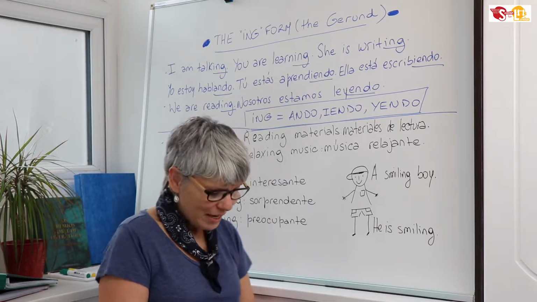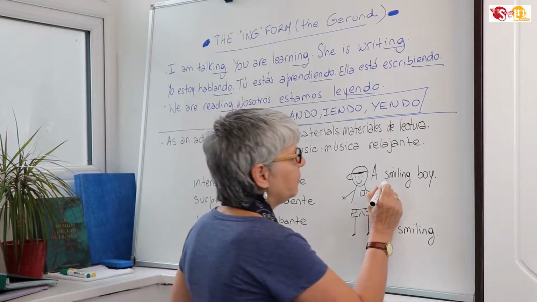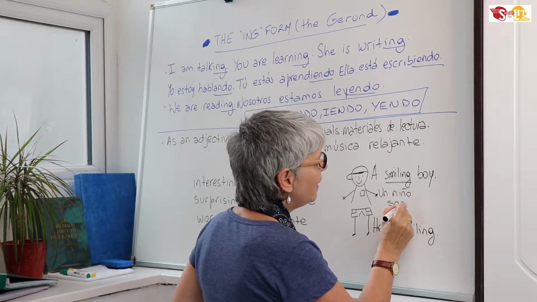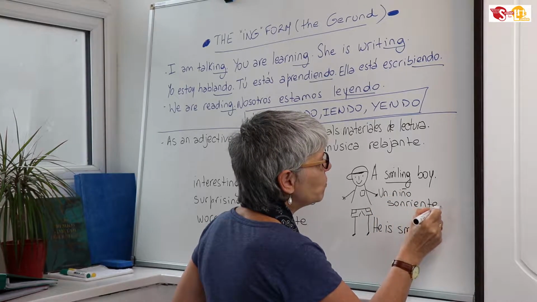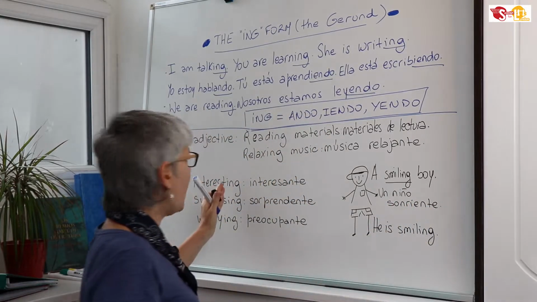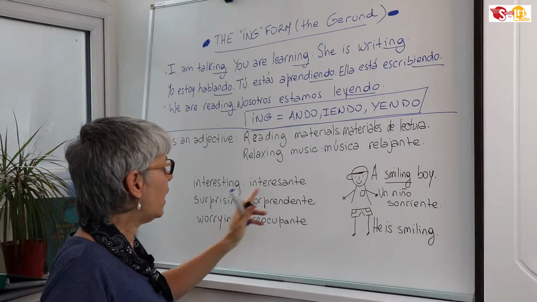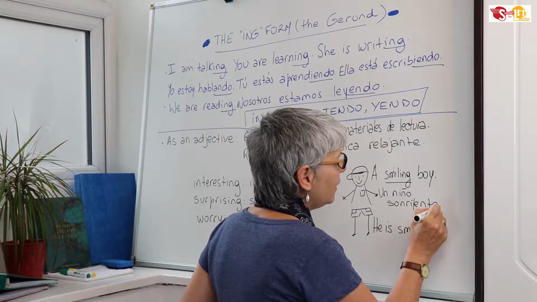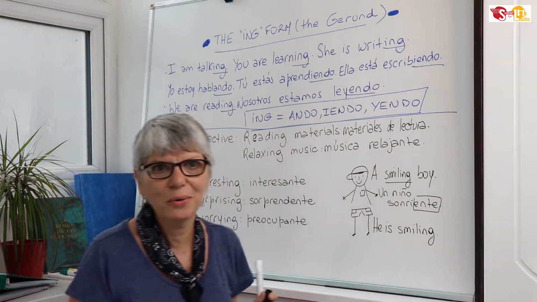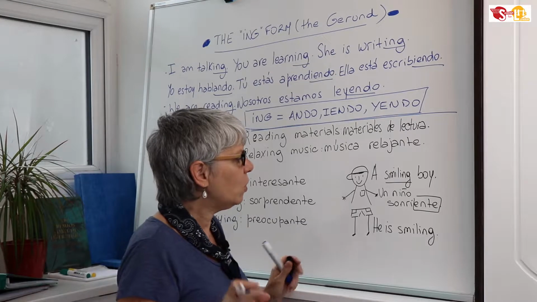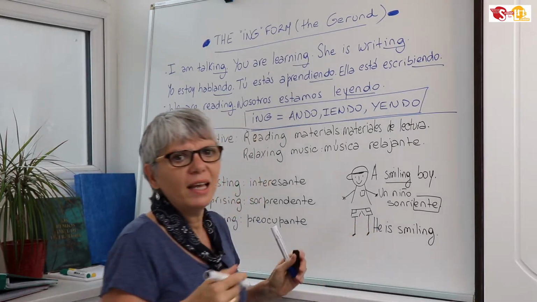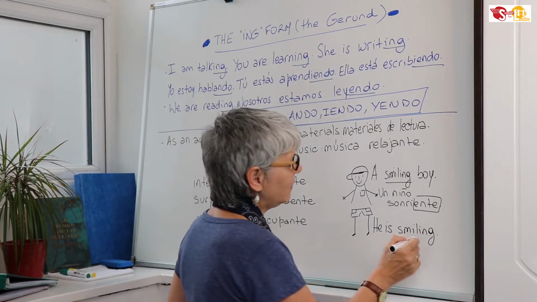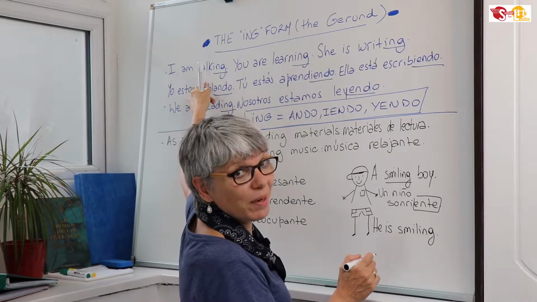Okay, a smiling boy. This is an adjective. So I say un niño sonriente. Remember that sonreír is to smile, and remember what I said about adjectives ending in ing. Most of the time in Spanish they end with ante or ente. So sonriente, a smiling boy. You cannot say un niño sonriendo. Un niño sonriendo would be, for example, when you say a boy is smiling, un niño está sonriendo, which is this case. He is smiling, which is this case, the present continuous.